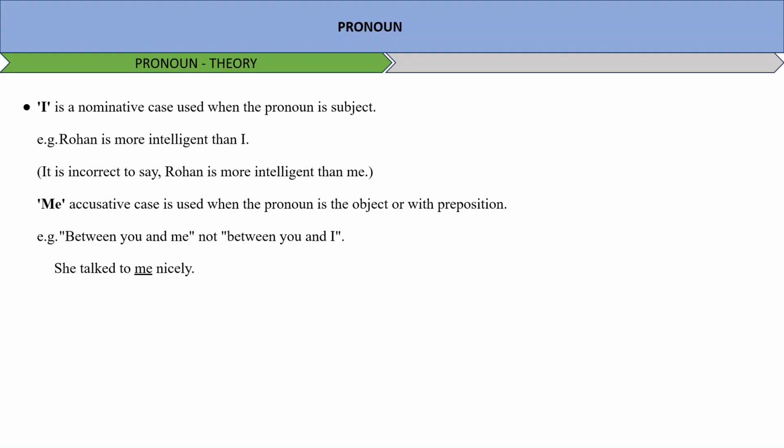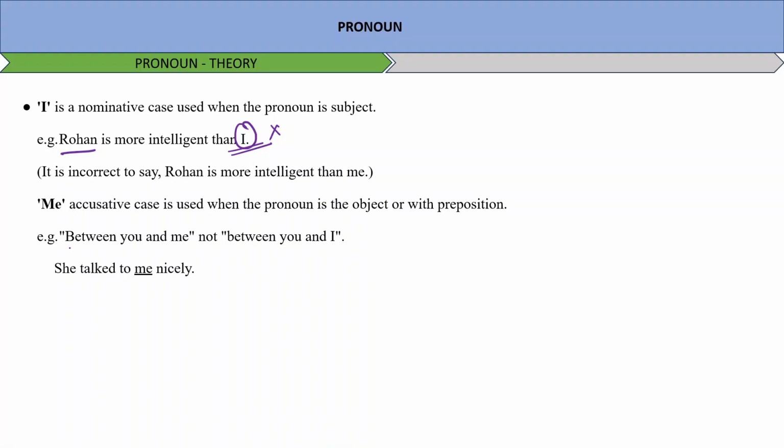Okay, so the idea here is you will use I when you are the subject, but not at the place of an object where there is some other subject. In the second sentence, between you and I, whenever in a statement you have the word between, you will always use the accusative, the objective case. Between you and me. But if a sentence says between you and I, that's an incorrect sentence. But you and me is correct.